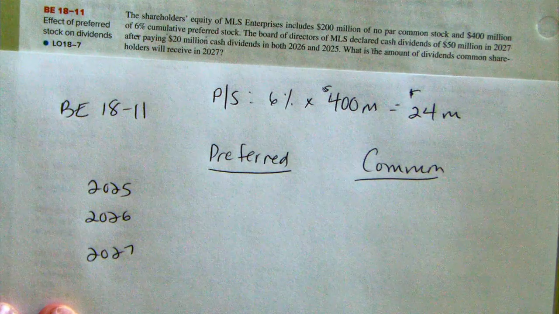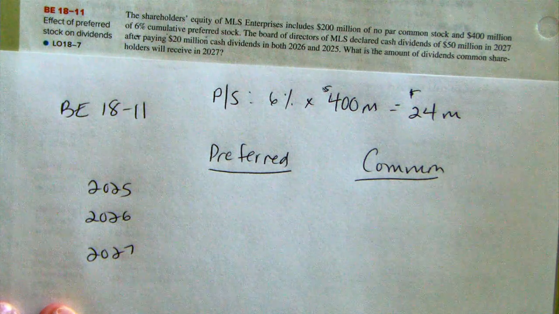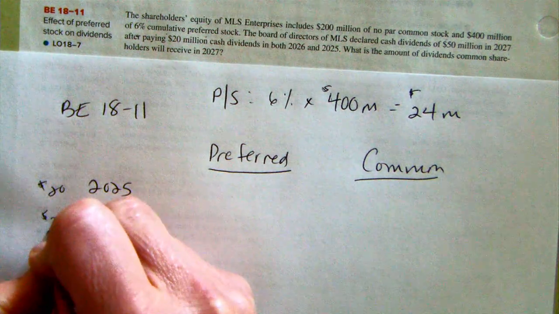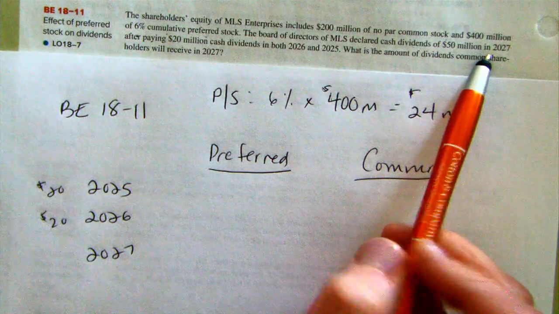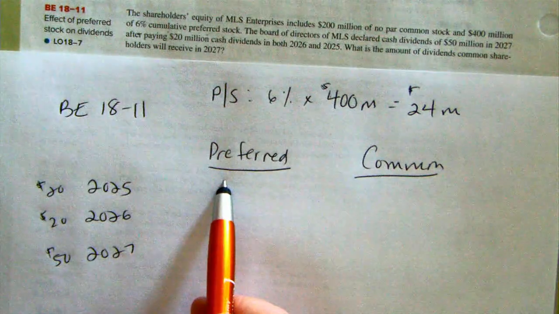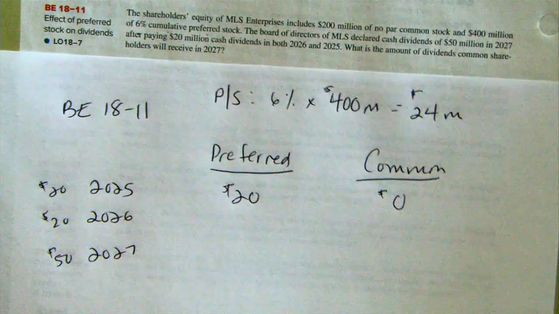Okay? So in 2025 and 2026, the amount that was available to distribute was 20 million. So 20 million, 20 million, and then in 2027, 50 million. How does this work out here? Well, if preferred are supposed to get 24 and there was only 20 to distribute, then preferred's getting all 20 and common's getting nothing, right?